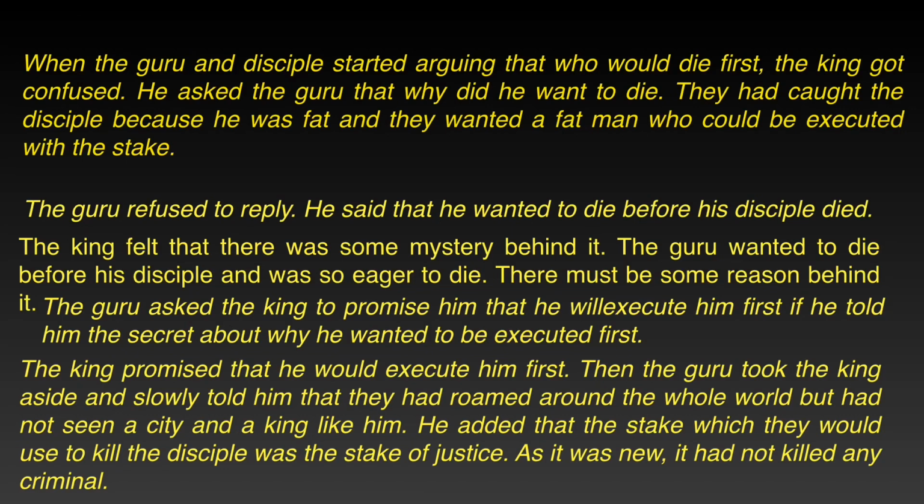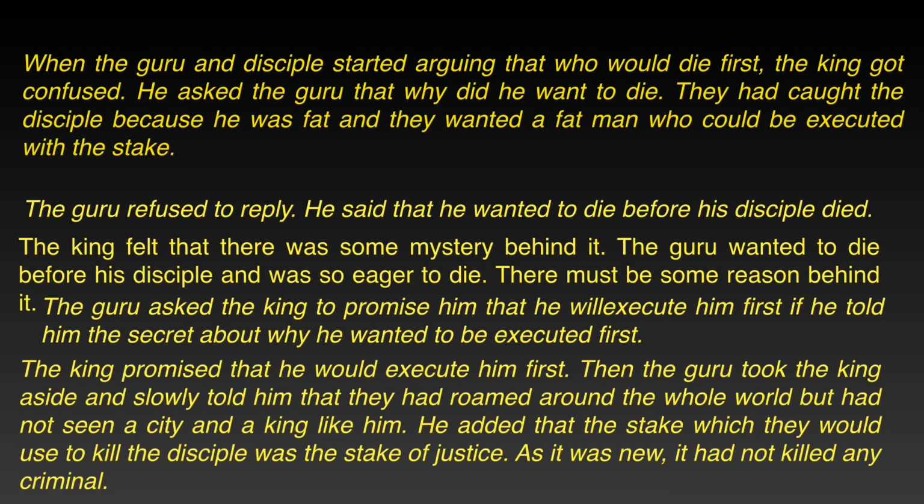The Guru asked the king to promise him that he would execute him first if he told him the secret about why he wanted to be executed first. The king promised that he would execute him first. Then the Guru took the king aside and slowly told him that they had roamed around the whole world but had not seen a city and a king like him.